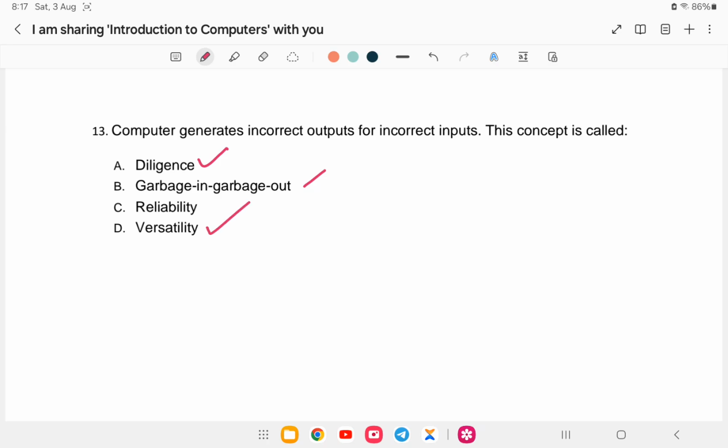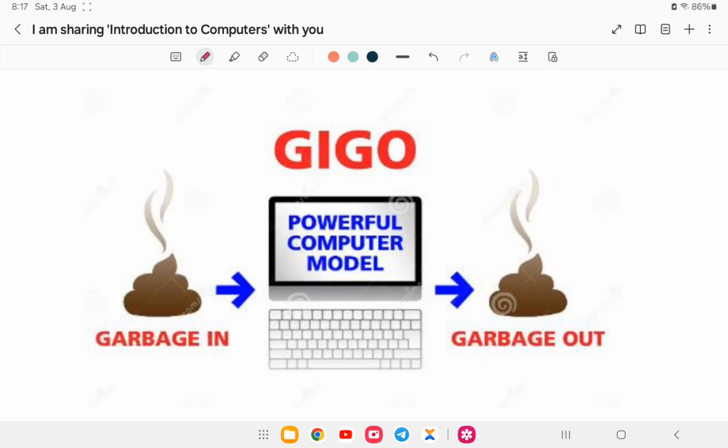So what is the answer? The answer is option number B, that is garbage in and garbage out. So GIGO means garbage in, garbage out, that is, if you give the computer wrong data, you will get the wrong results. So I hope you're clear with this. Let us go to the next question.